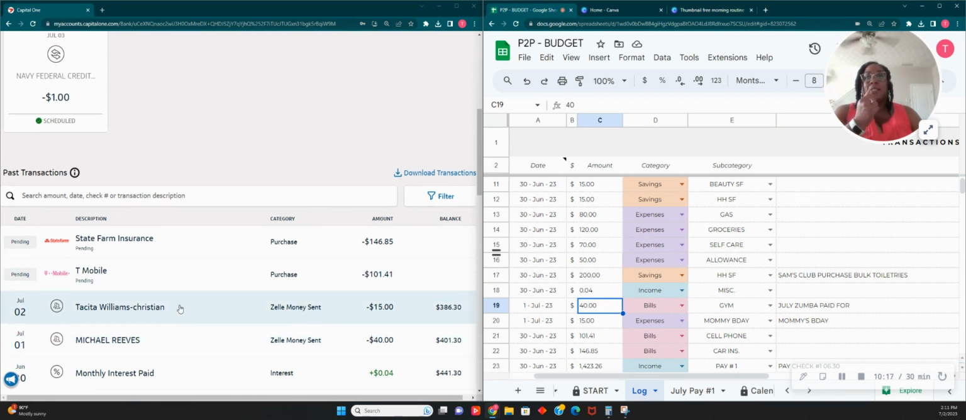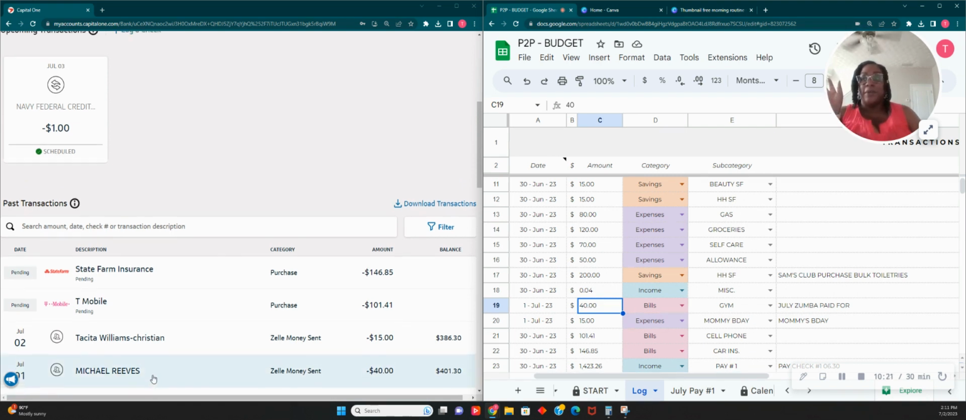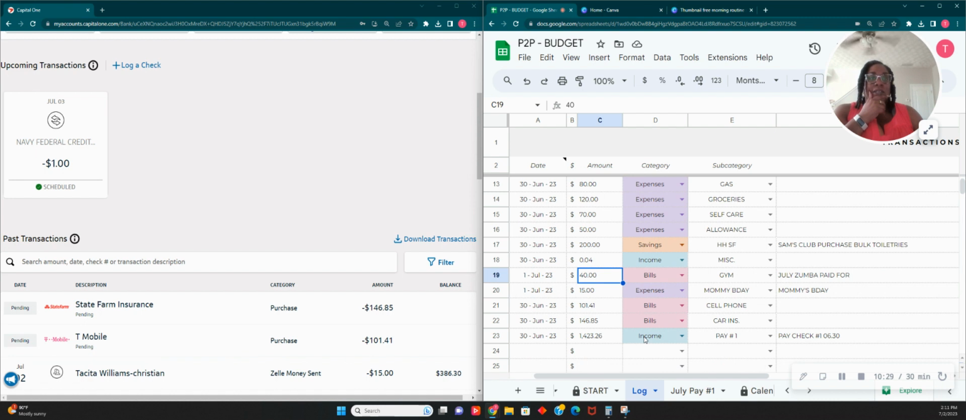And then my sister, I sent her the $15. That was from Mother's Day. And then she'll send it over to my other sister who ordered the gift, which is such a cute little blanket with our faces, and it's cute. And then you'll see, what is this? Oh, this $15. Okay, and then 101.41 was for my phone bill under bills, and 146.85 was for the insurance.